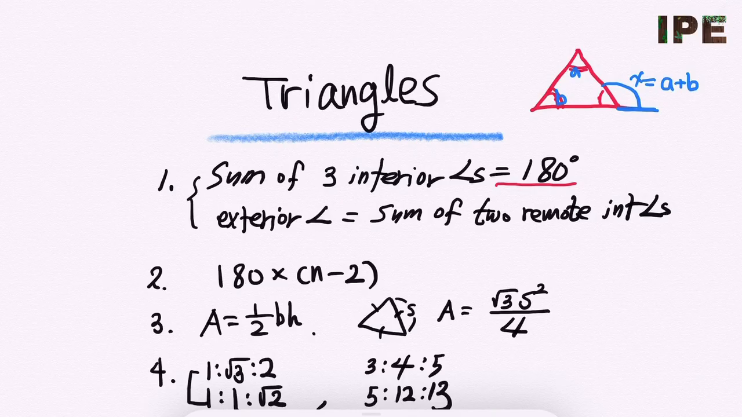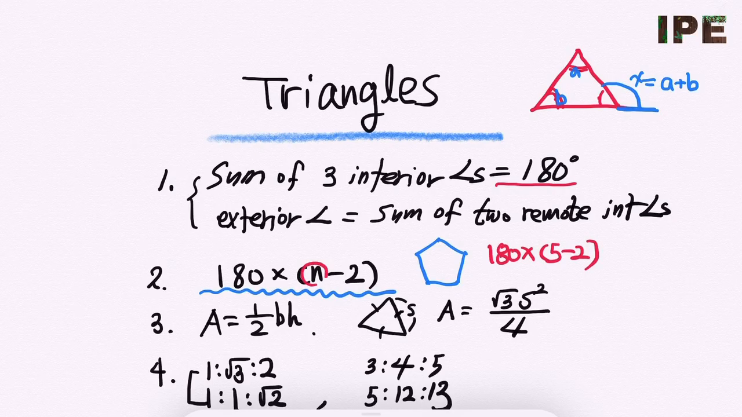Next, do you remember this formula, 180 times n minus 2? This is the formula to find the sum of interior angles of an n-sided polygon. For example, what is the sum of interior angles of a pentagon? A pentagon is a five-sided polygon. The sum of these all five angles is 180 times 5 minus 2. That n means the number of sides or number of angles. So it is 180 times 3, 540 degrees.